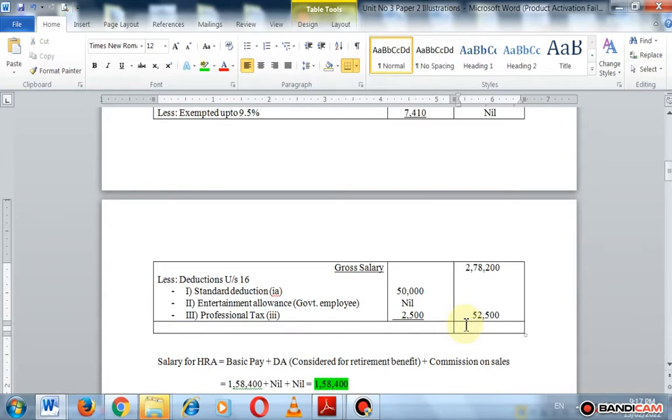Here we get the income from salary, that is, we received the first head of income, income from salary, amounting to rupees 225,700. Okay, it is called income from salary. Got it?